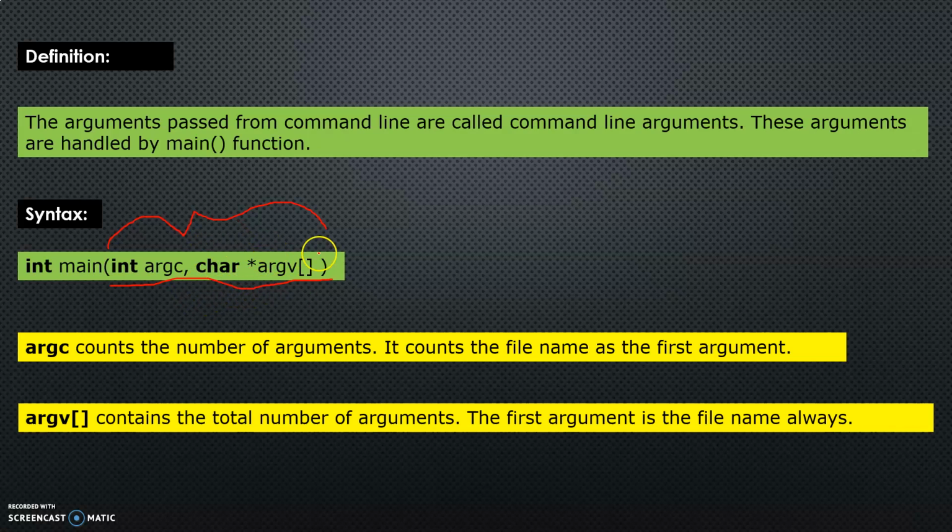And the second one is char star argv. argv is called the argument vector. That means it contains all the argument values that are present. It is in an array format. The first argument is always the file name. In argc, it will count the file name along with however many arguments there are. And char star argv is a character pointer variable, okay? So the character pointer variable holds the vectors, the total arguments that it contains. The first argument is always the file name. Clear? So take an example.